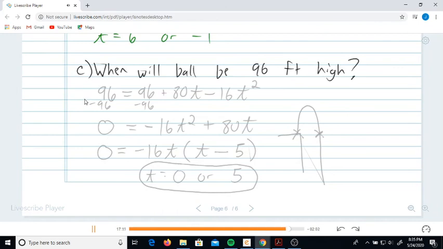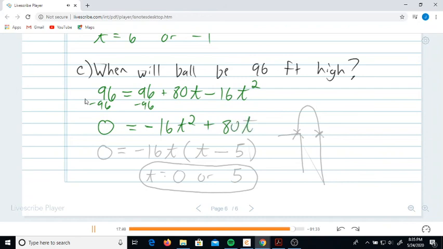So last question here. When will the ball be 96 feet high? So that's when we set the height value to 96. The time value we don't know, so I'm leaving it as t. So we want to set this to 0. Subtract 96 from both sides, and you get 0 equals, I'm going to write this in descending order, negative 16t squared plus 80t.